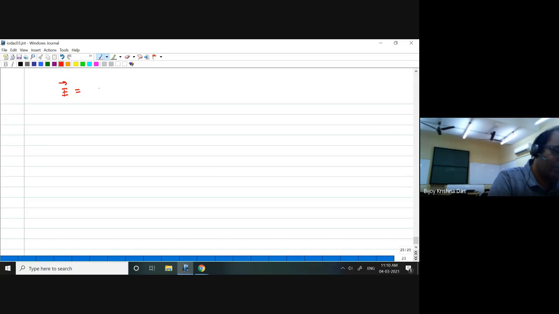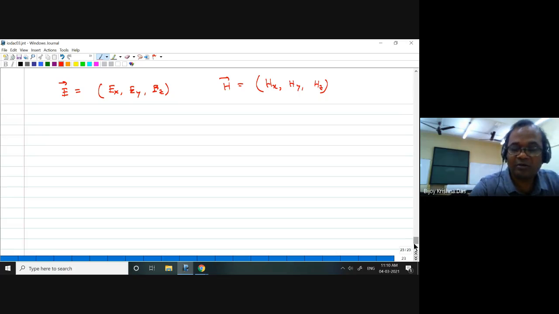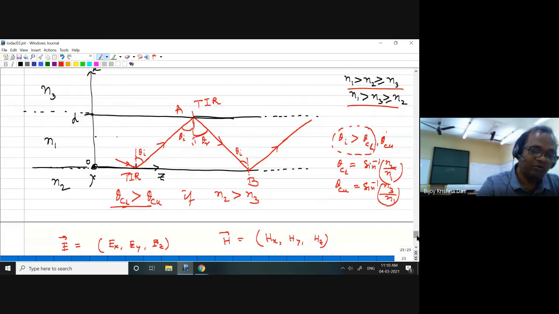Okay, so to decide the polarization, we know that the electric field can normally have 3 components, Ex, Ey and Ez. And similarly, the magnetic field can also have 3 components: Hx, Hy, Hz. Now if I go back to the previous figure, in this type of situation it is highly possible that it is propagating in this direction, but your electric field can have X, Y, Z components, everything, and the magnetic field is the same.